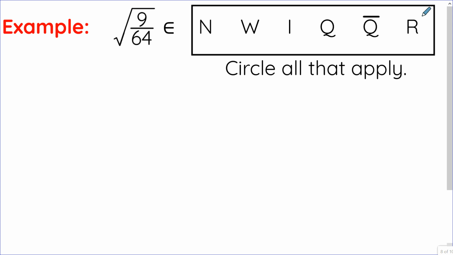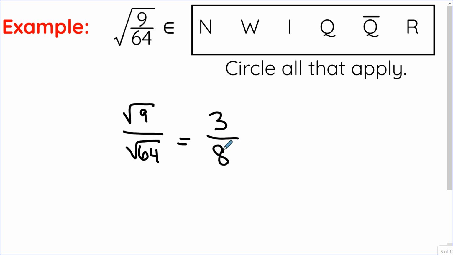Let's try another one. The square root of 9 over 64. Well, let's break that apart. I'm going to break that into the square root of 9 over the square root of 64. So the square root of 9 is 3. The square root of 64 is 8. So I end up with 3 over 8.